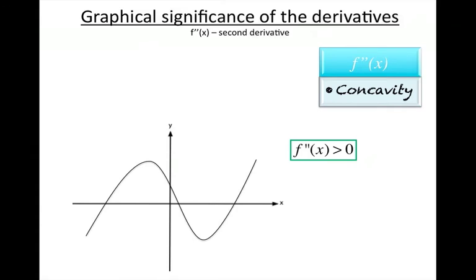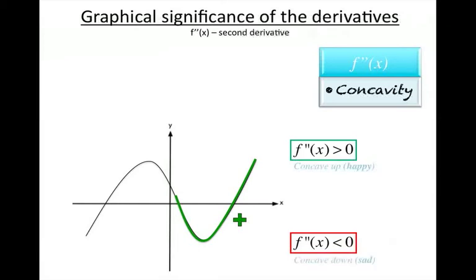So, where's the concavity greater than 0? So where's it concaving up? Well, you should be able to look at that and see it's that part there. And f double dash x is less than 0. So in other words, where is it concaving down, or where is it sad? Because if your mood's negative, you're sad, concaves down. Just that part there.